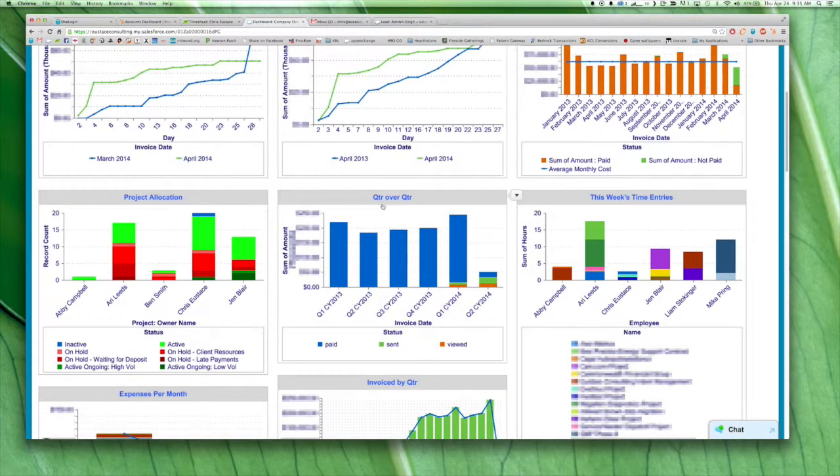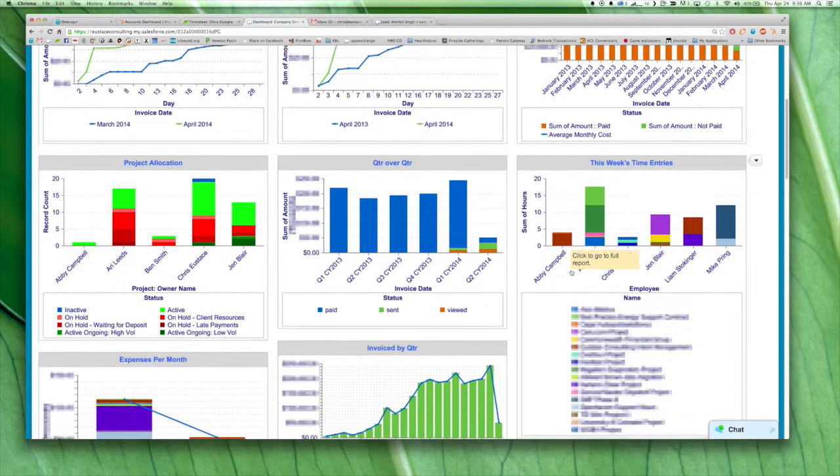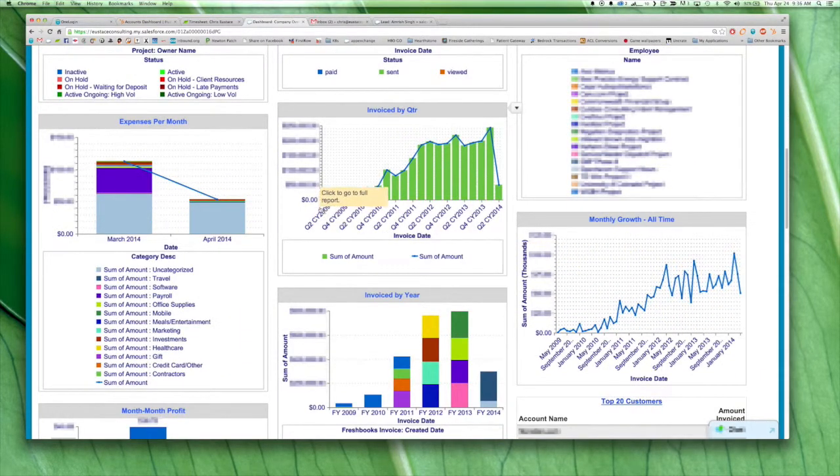We can look at our trends quarter over quarter and how much we're invoicing and the different statuses of those invoices. I can even break down and look at this week's time entries by project. So if I were to look at a given individual, I can hover over and see, you know, 5 hours spent on a given project, and you can see the other different projects here as well.